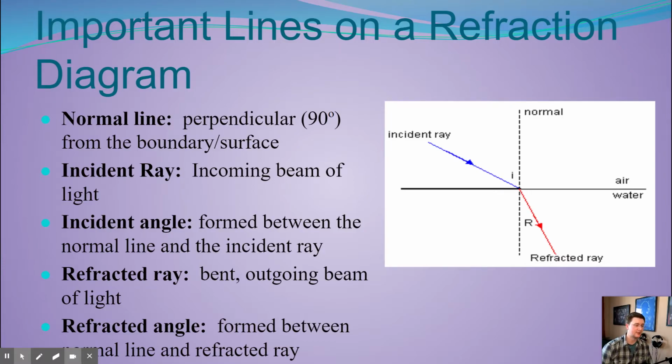We have our incident ray, which is the incoming beam of light, the blue on our diagram. We have the incident angle, which is formed between the normal line and the incident ray, represented by the letter I on our diagram. That's the original angle. Then there's the refracted ray, which in this case is the red line on the diagram on the right. And then we have the refracted angle, the letter R in our diagram, which is formed between the normal line and that refracted ray. That's where we can see what change in angle we had, and that can help us find what that index of refraction is.